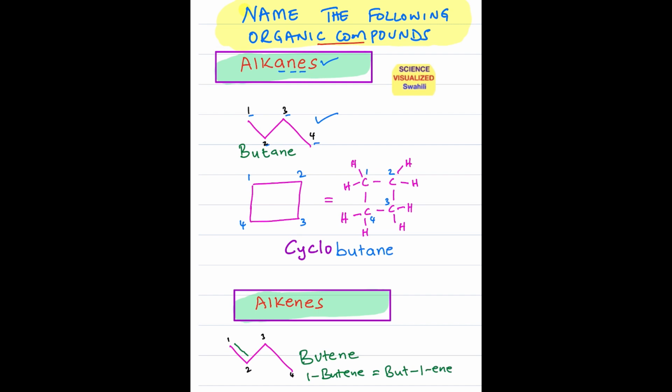Next, we look at this cyclic alkane, and that cyclic alkane has 1, 2, 3, and 4 carbons. So each corner is a carbon, and because it has 4 carbons, the parent name is going to be butane. But now because it's cyclic, you add this word cyclo. So the name becomes cyclobutane.